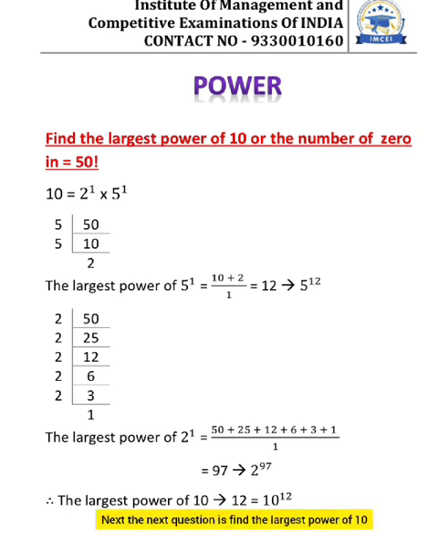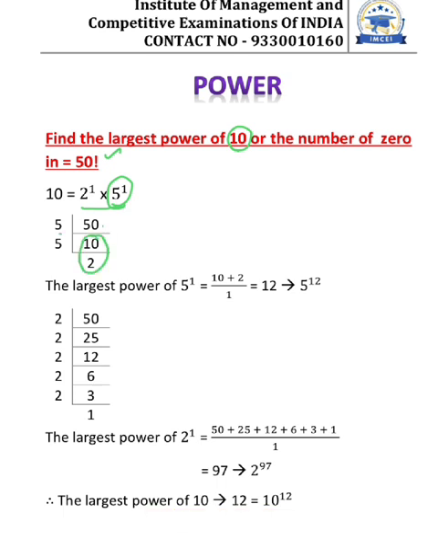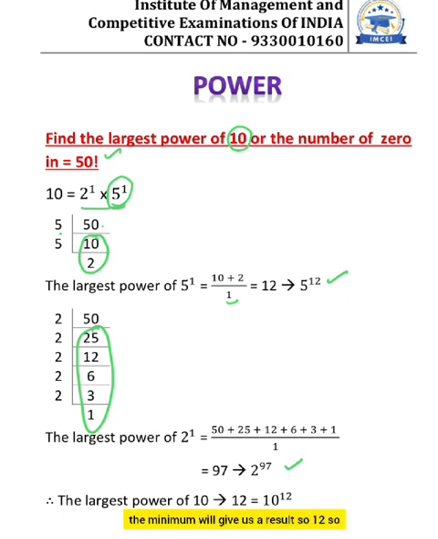Next question is to find the largest power of 10, or the number of 0s, in 50 factorial. For that, we need to break 10 into its prime factorization, which gives 2 to the power 1 and 5 to the power 1. Here, first we are finding the number of 5s in 50 factorial. Dividing 50 by 5 gives 10, plus 2, and dividing it by the power of 5, which is 1, we get 12 fives. Then we find the number of 2s in 50 factorial, which is 97. The minimum will give us the result, so 12. So there are 12 zeros in 50 factorial.